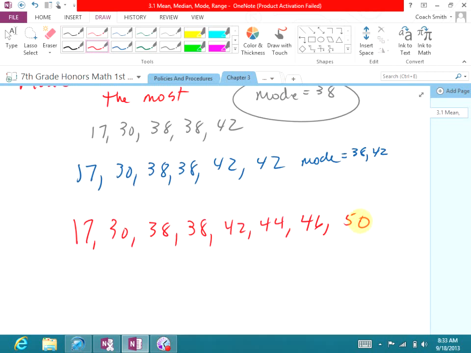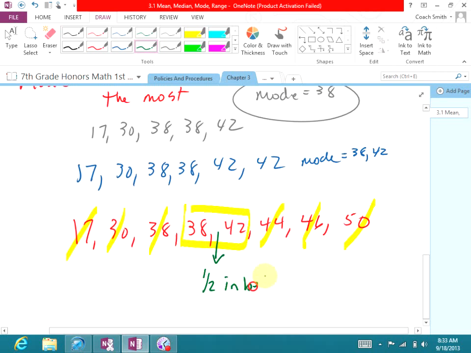Okay, you're still going to do the same thing. You're still going to mark out, and I'll cover the other way here in a second. Now what you're left with is two numbers that are in the middle. At that point, we have to find the number that is halfway in between 38 and 42. Well, obviously that's 40, so 40 would be the median in this case.